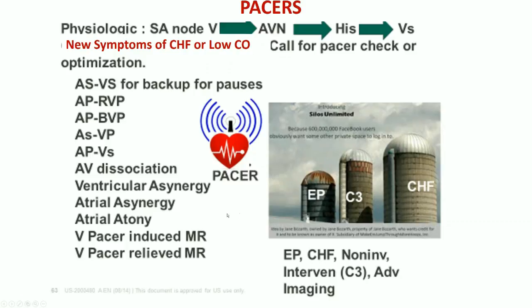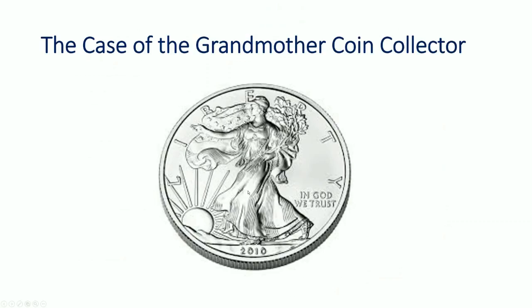And so then you've got to optimize the pacer all over again with an echo and with the pacer rep there to help you manipulate the pacer settings. And so unfortunately, we don't get together. And so it's nice if you know a lot about EP. It's nice if you know a lot about interventional. And so let's move on.